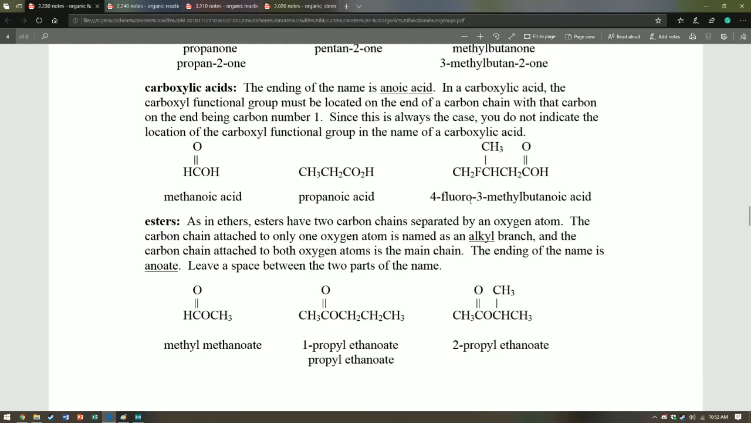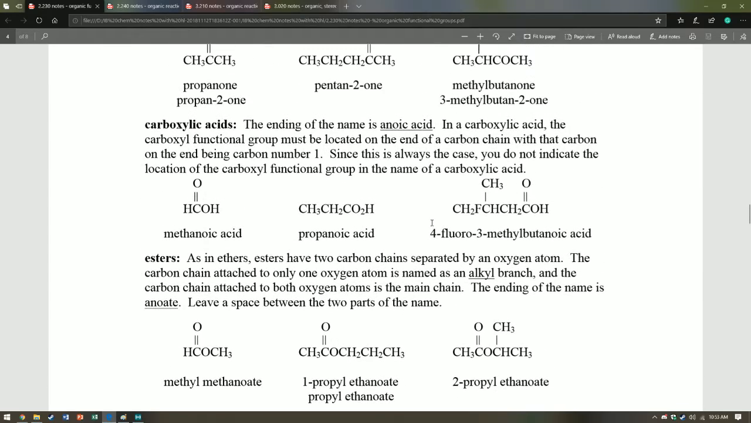So this would be 4-fluoro-3-methylbutanoic acid. This would be propanoic acid.